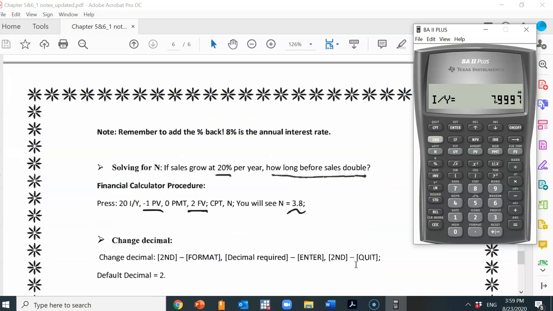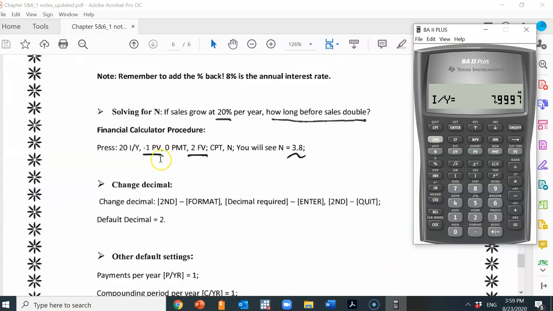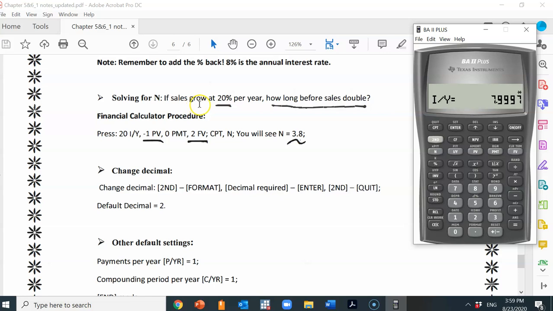Okay, next question. What if we're solving for N? If sales grow at 20% per year, how long before sales double? So we know the interest rate is 20. We can input 20 as I. Okay, we want to solve for N.